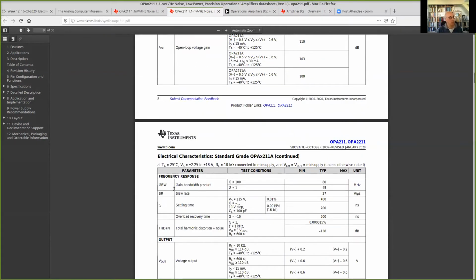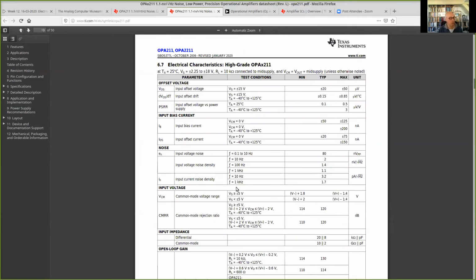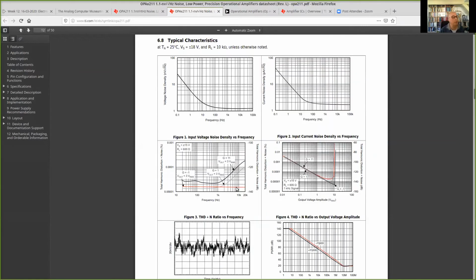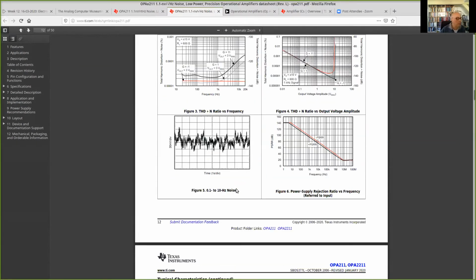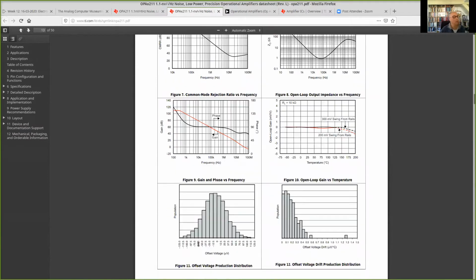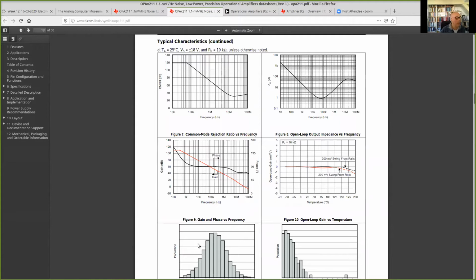Then it says it has a gain bandwidth product of 80 megahertz when the gain is 100, and of 45 megahertz when the gain is unity. Let's see if we can find a plot of the transfer of this operational amplifier. And there must be something here. We have a power supply rejection ratio, and so on. Here. Common mode. Did I skip it already? I think I was already passing it. Gain and phase versus frequency. That's this one. You see?